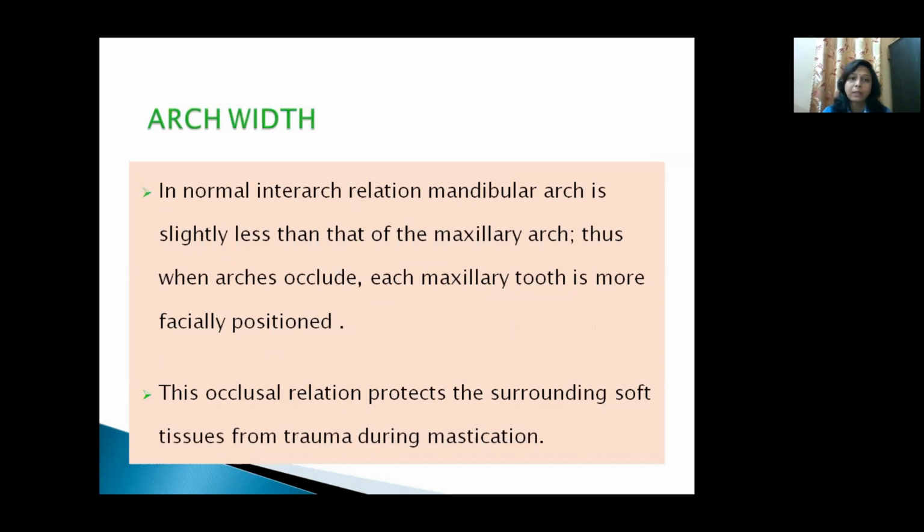And in normal relation, the mandibular arch is again slightly less than the maxillary arch, and so when the arches occlude, each maxillary tooth is more facially positioned. This occlusal relation protects the surrounding soft tissues from trauma from mastication.